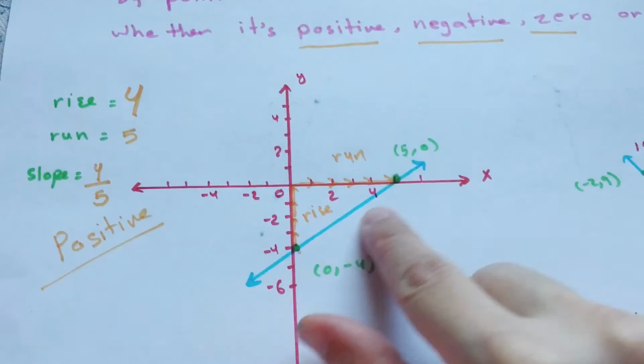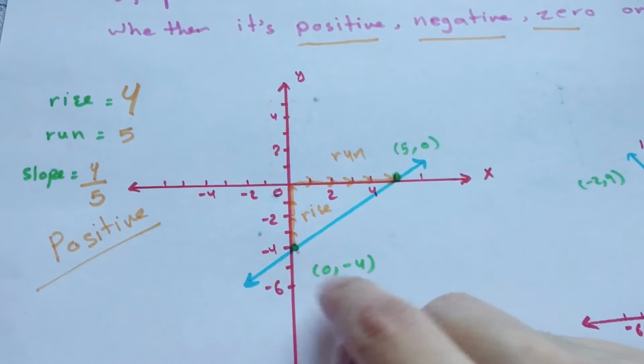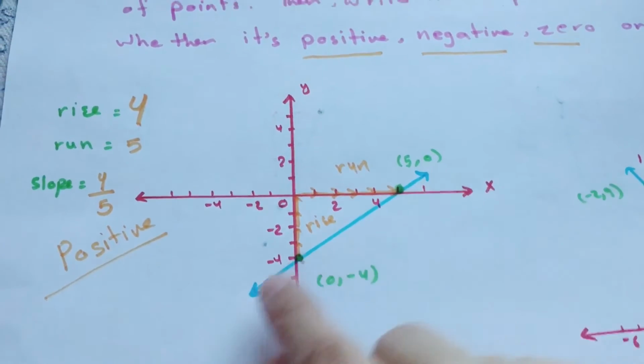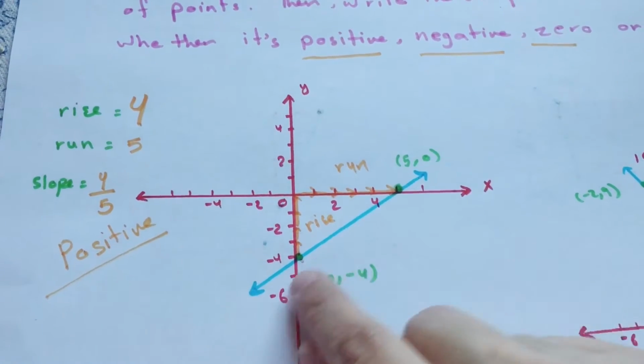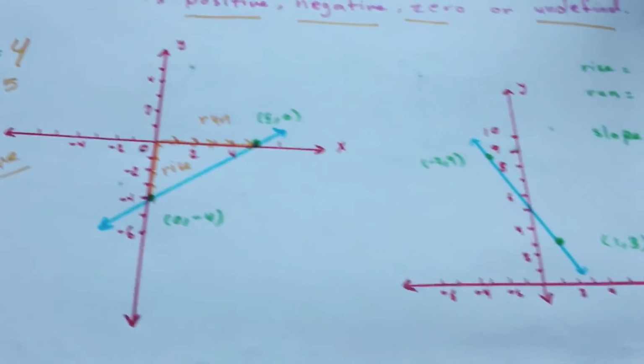From the shape of the line, I can find if it's positive or negative. It's going up from left to right. The line is going up, so it is positive. Let's see another example.